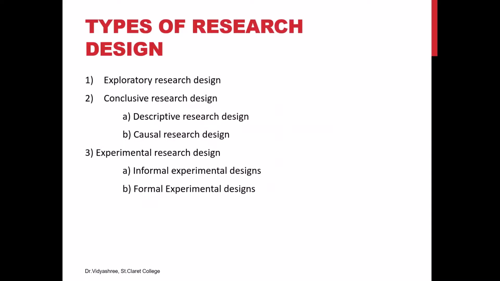So now let us understand the next topic, that is the types of research design, the most important. There are mainly three types of research design, that is exploratory research design, conclusive research design. Conclusive research design has two types, that is descriptive research design and causal research design. Experimental research design, we have two types, that is informal experimental research design and the formal one. So let's understand about these types in detail.